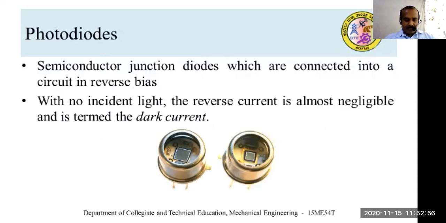It is a PN junction diode connected in reverse bias in a circuit to measure the parameter. With no incident light, no reverse current flows in these photodiodes, and it is termed the dark current.